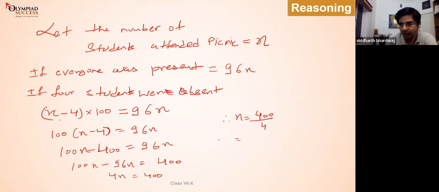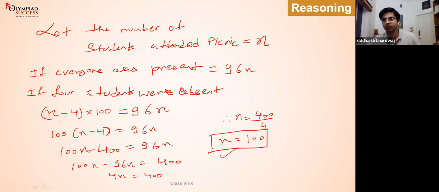I think most of your answers are correct. X is 100. X was the number of students that wanted to go, so the answer will be 100. Clear, everyone? Anyone who has a doubt, please ask.